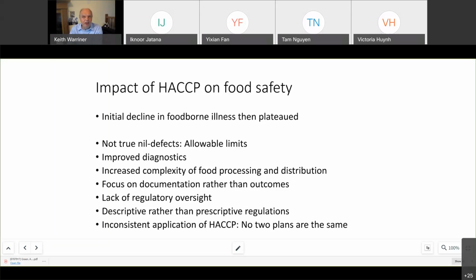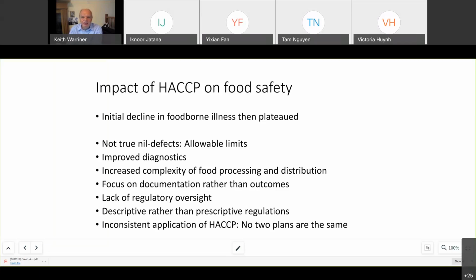We had improved diagnostics, so whereas before we used to miss a lot of the incidents, we actually could detect them now. And the problem with these sensitive methods is that you detect pathogens right down to 1 CFU per 25 grams, but then you get into this cycle where you're saying, well, is that going to cause illness? Is that going to be significant? So diagnostics is another reason why HACCP didn't really deliver.